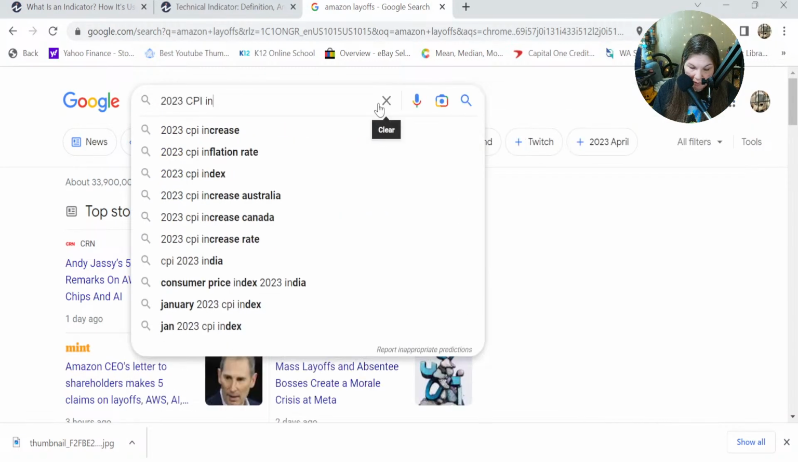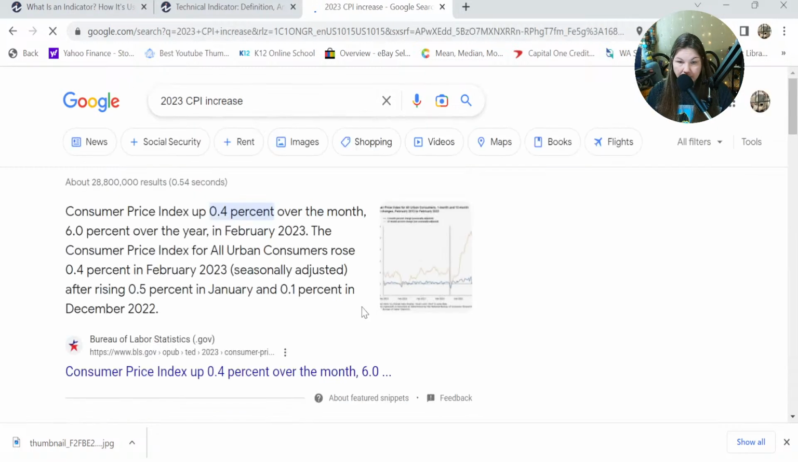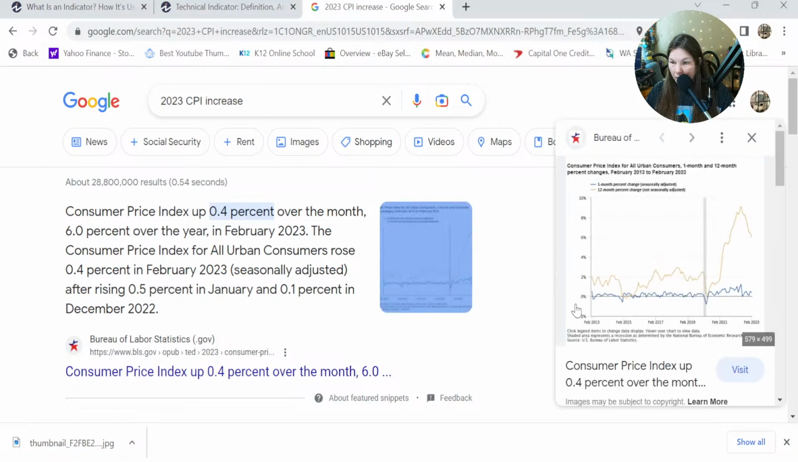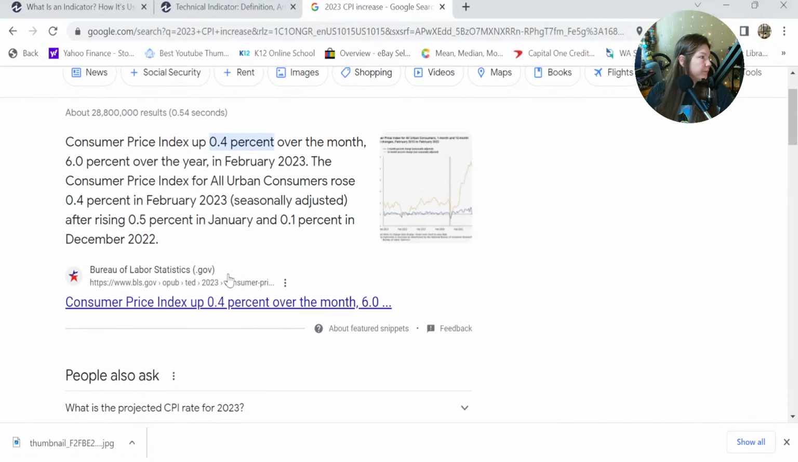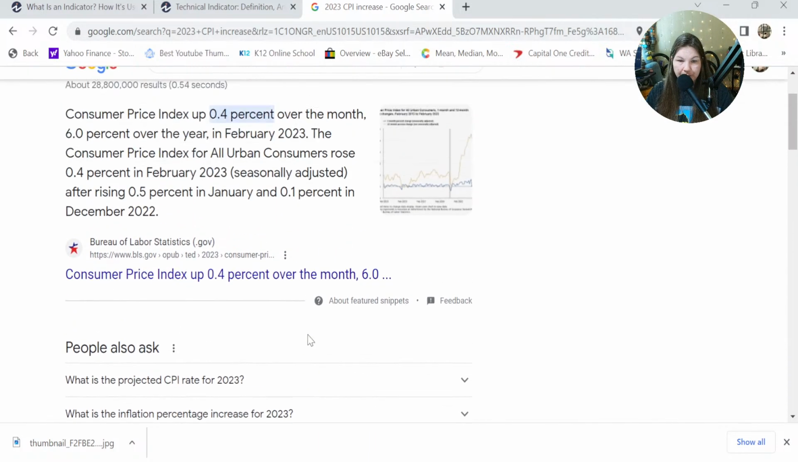2023 CPI increase. 6% over the year, guys. So just in February, it rose 0.4%. What have we got here? Make this bigger. So this is 2021 when they wrote it, and it had started to rise, guys. And then it just keeps rising. It'll probably just rise until it's off the chart. I could see that happening. Okay.